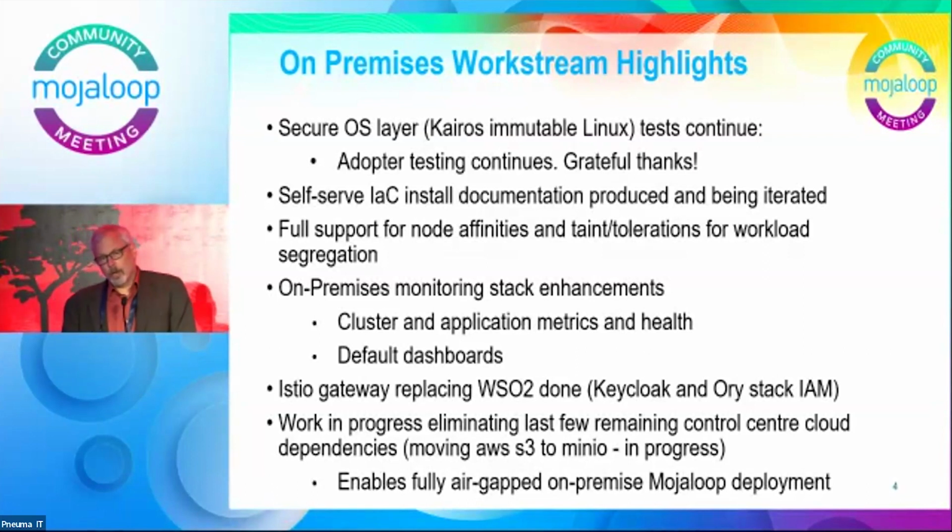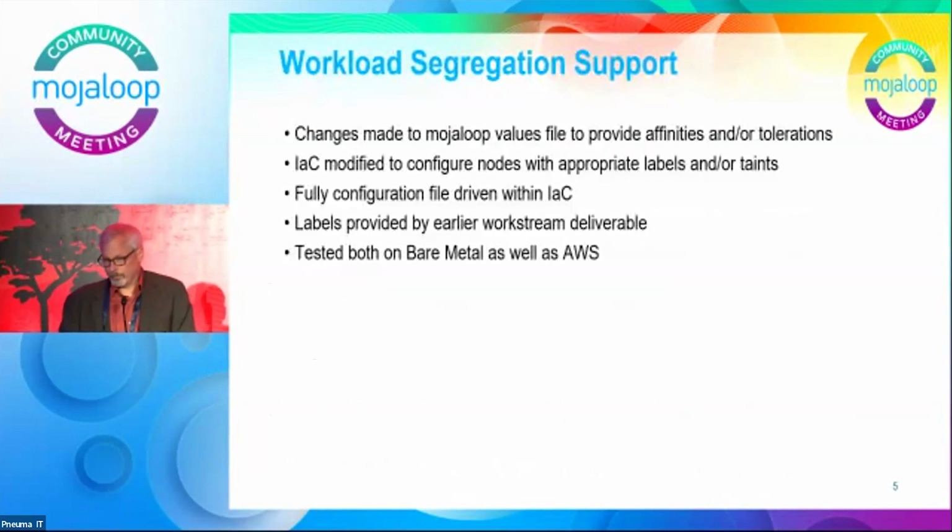First, I'm just going to hit on the node affinities and the taint toleration support for workload segregation. So one thing that you find, especially when you're working on bare metal, is that you need to allocate workloads much more carefully than you do in the cloud. So the first item is just to announce that we have that support. It's configuration driven within the IAC.